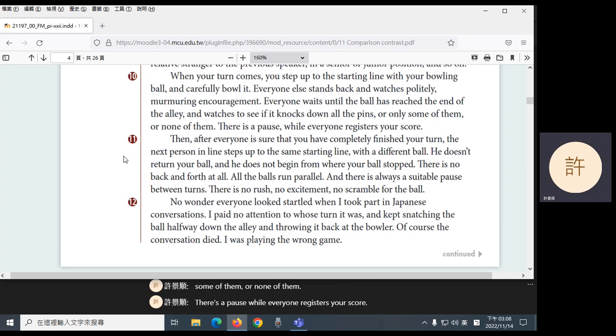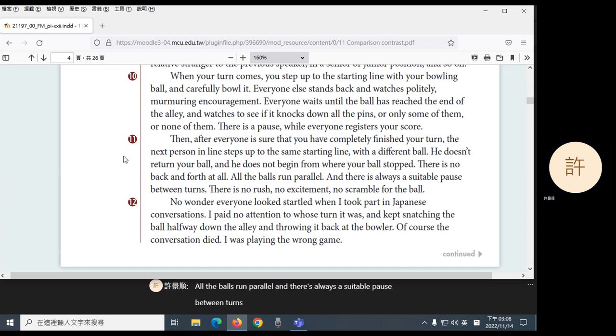Then, after everyone is sure that you have completely finished your turn, the next person in line steps up to the same starting line with a different ball. He doesn't return your ball, and he doesn't begin from where your ball stopped. There's no back and forth at all. All the balls run parallel, and there's always a suitable pause between turns. There's no rush, no excitement, no scramble for the ball.